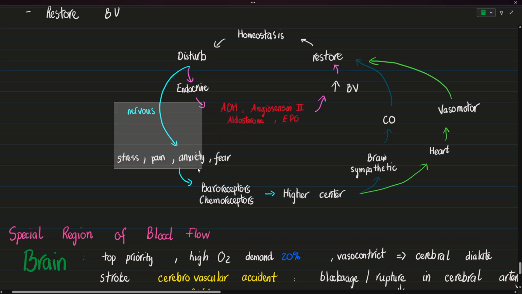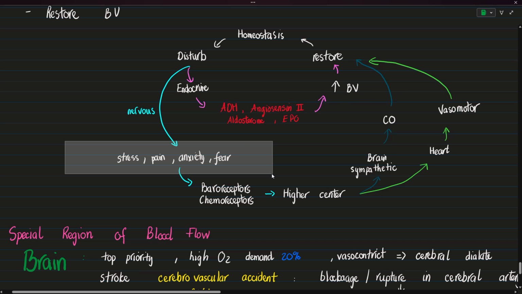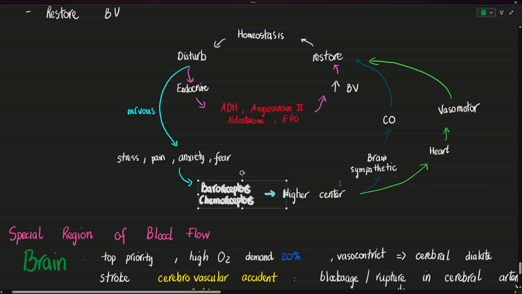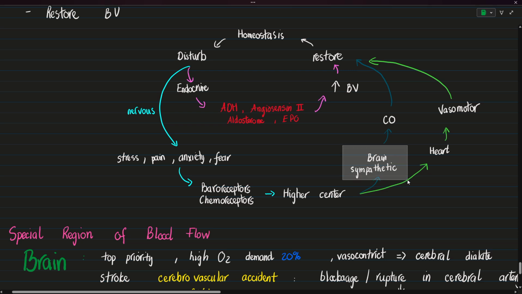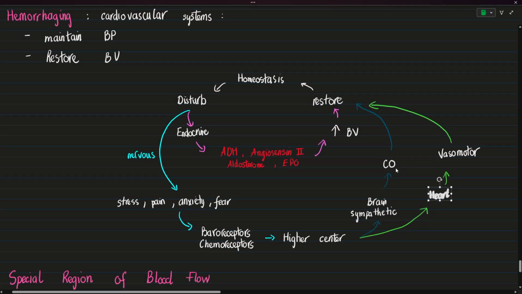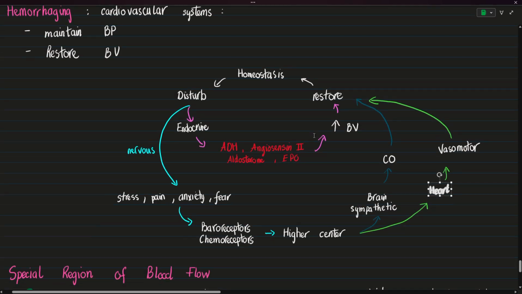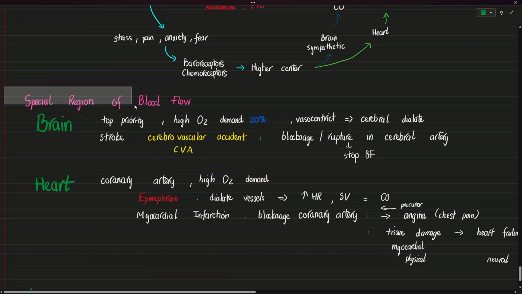And for neural response, such as stress, fear, pain, anxiety, the baroreceptors and chemoreceptors and the higher brain center detect that and tell the brain to increase the sympathetic and the heart, and tell the heart to either constrict or dilate in order to restore the blood volume.